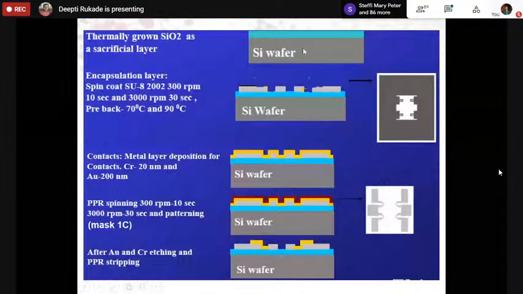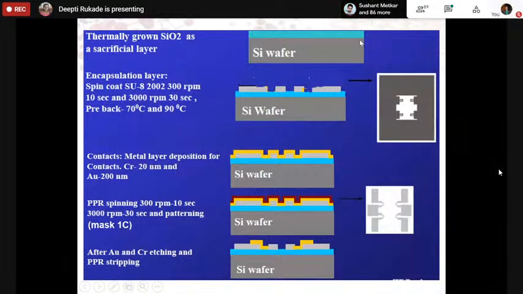We have a silicon wafer, and this is how our cantilevers look. So you have a sacrificial layer, that is SiO2. Then you have an encapsulation layer where you spin coat the SU8. SU8 is also a kind of resist. Here the recipe is given. You need not go into much detail about it, just all the specs of the recipe are given.